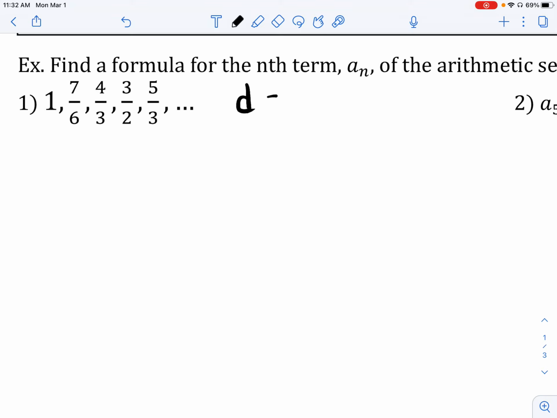So to find my common difference, I'm going to say, what's 7/6 minus 1? Well, that's just equal to 1/6. Okay, so that's my common difference. And what is my a sub 1? A sub 1 in this case is just 1.